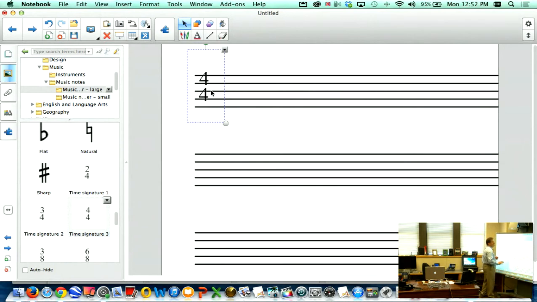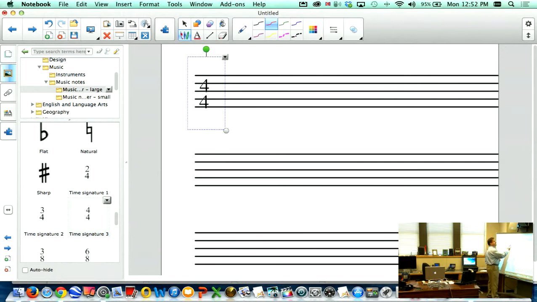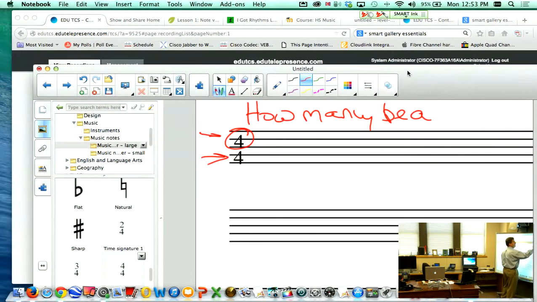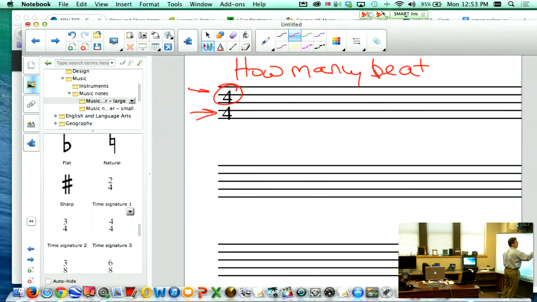They are grouped by what's called a time signature. I'm going to put this up here. You've seen this before. This particular time signature is 4-4. Now, what does 4-4 mean? The top number tells us how many beats in a measure. Okay? The bottom one tells us which note gets the beat.